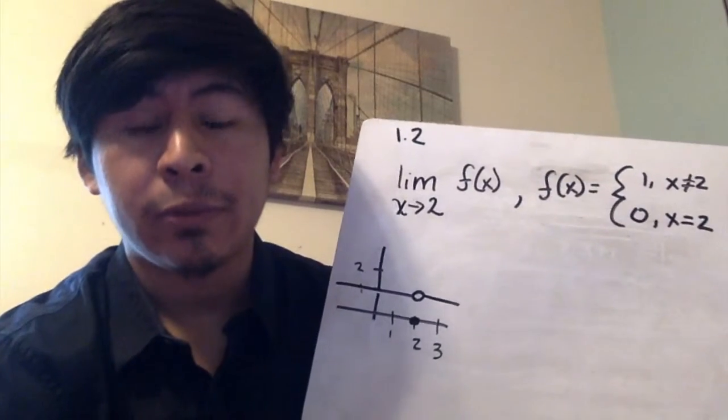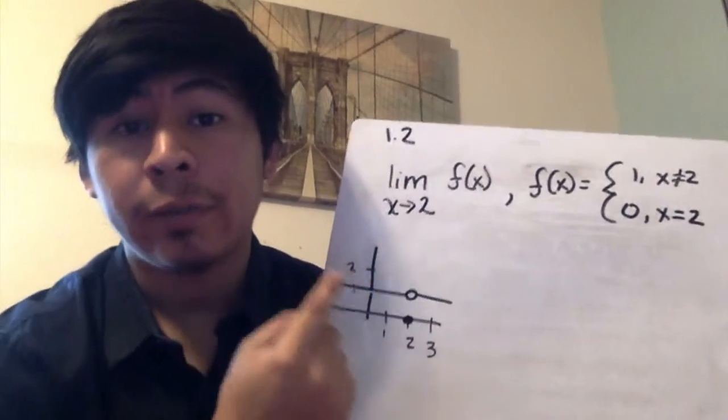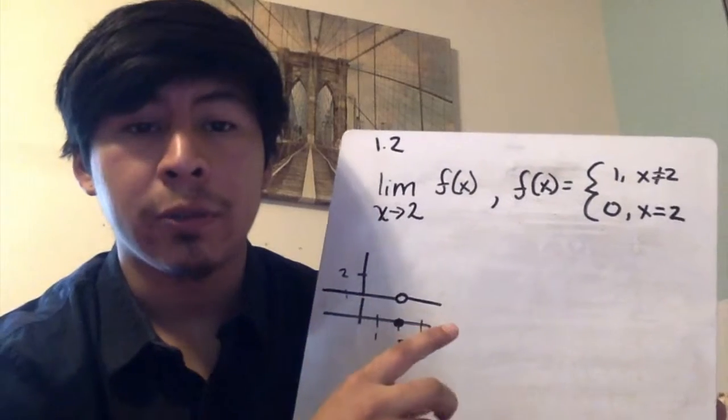So here we have an example where we're supposed to find the limit of our function as x approaches 2.